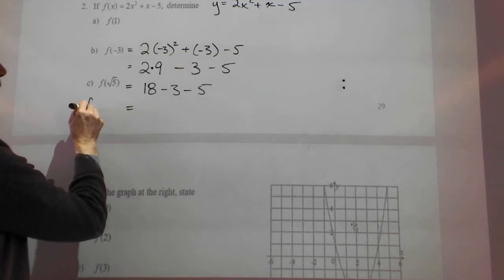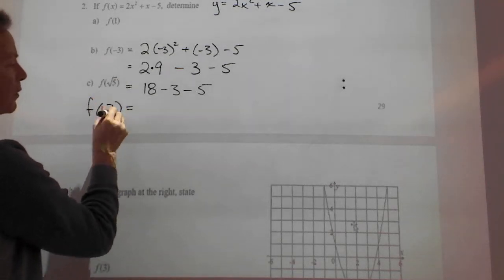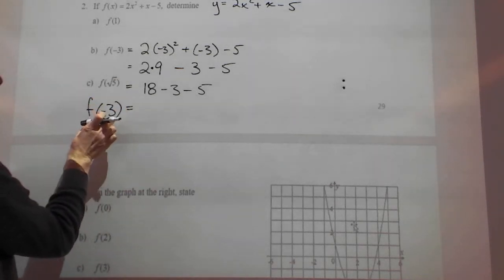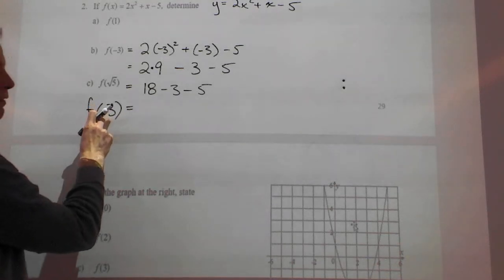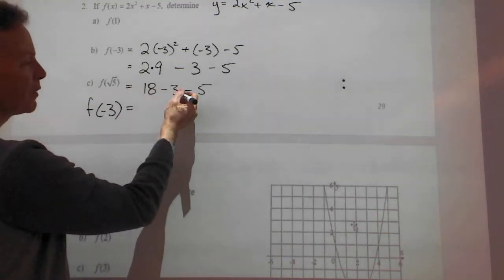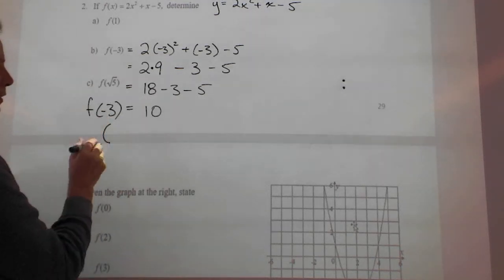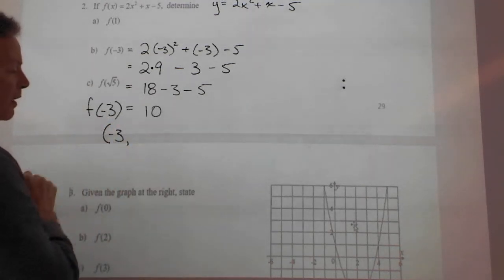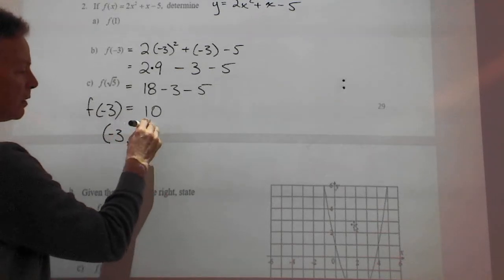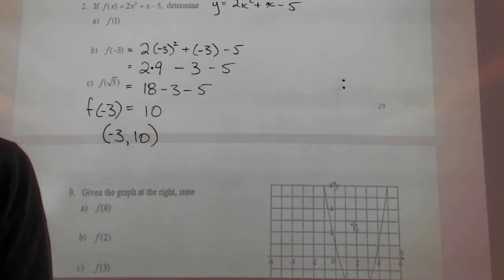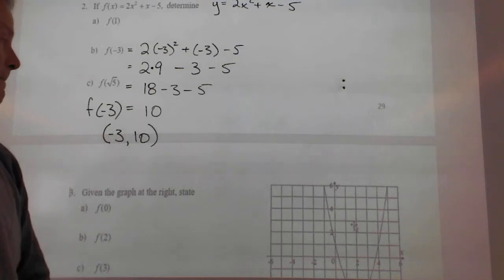So, f at negative 3, in other words the value of y when x equals negative 3, becomes 18 minus 3 minus 5, or 10. And again, you can write this as an ordered pair, where your x coordinate is negative 3, and your y coordinate is positive 10. Okay?